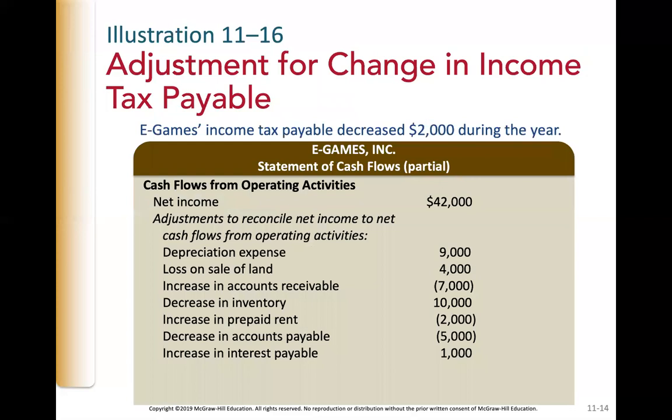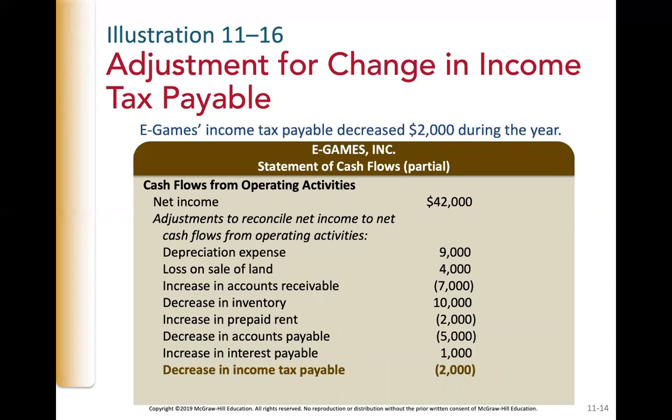Income tax payable decreased $2,000 during the year. Income tax payable is a current liability. Current liability decrease, we need to subtract it. This indicates that the company paid $2,000 cash to reduce a liability, but reported no corresponding expense during the period. So the cash outflow to reduce income tax payable caused cash to decrease by $2,000, but net income remained unaffected. So we need to subtract the decrease.